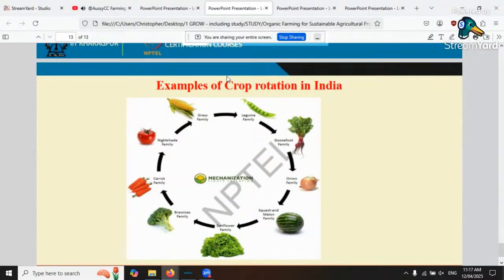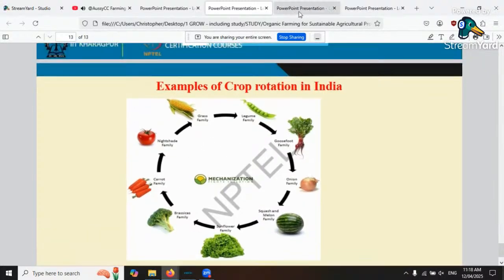Examples of crop rotation in India. So they might do legumes, then a goosefoot family, then an onion family, then a melon family, sunflower, etc. They go right around. I don't know if that would be quite true, because that's a big, broad diversity. Well, by doing this, you've guaranteed one family is not going to be producing pathogens for the next family type. So that's pretty successful.